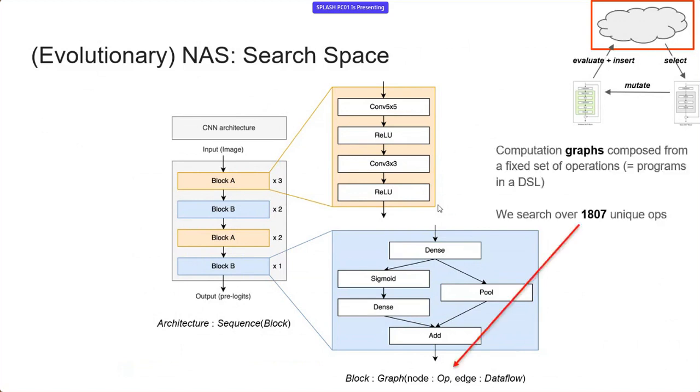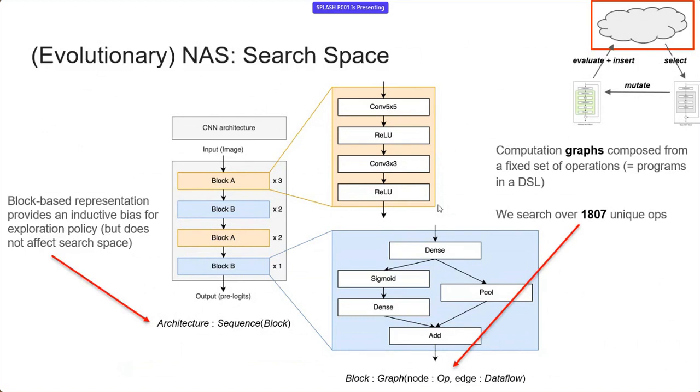And so we're going to view these computations as programs in a DSL, where essentially the primitives are just these neural network operations like convolutions and ReLUs. And the grammar just ensures that each node in the graph has the right number of inputs. So it's a very flexible grammar. And in particular, for our search, we're going to use 1,800 unique ops, which can be composed into these arbitrarily complex graphs. So it's a pretty big search space.